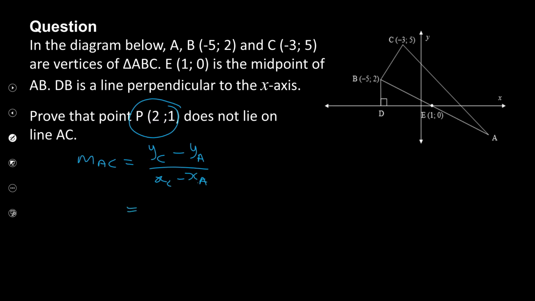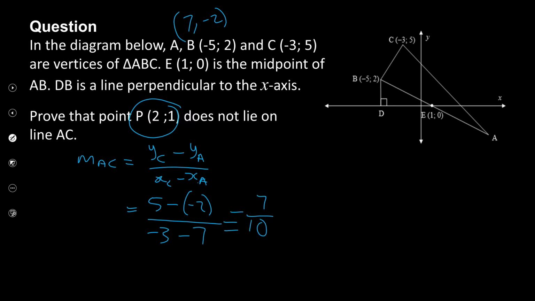And this will be equal to y at C, we know it to be 5, minus y at A, we just found it. Remember we said A was 7 and minus 2, right? So that will be minus 2, all of this divided by x at C, which is minus 3, minus 7. This will be equal to 7 over negative 10, so it's the same as negative 7 over 10.